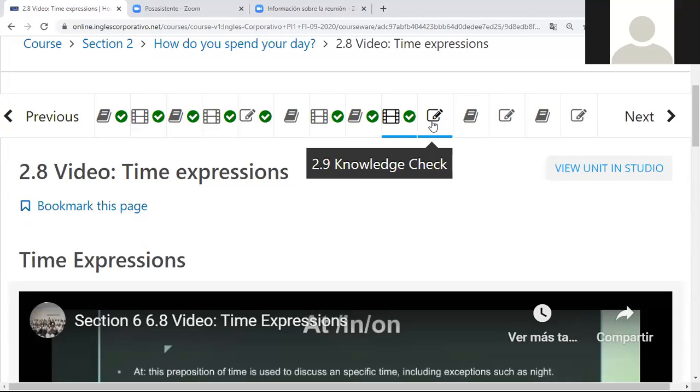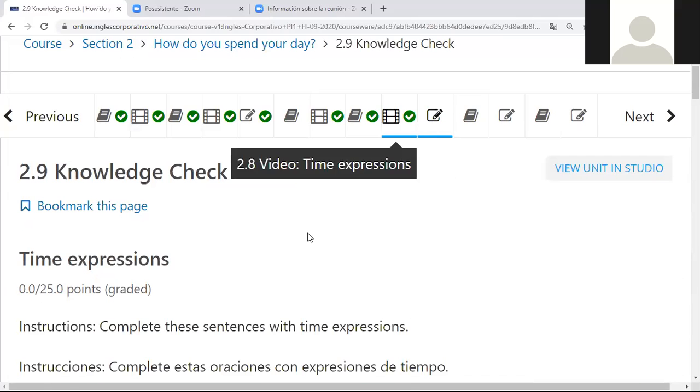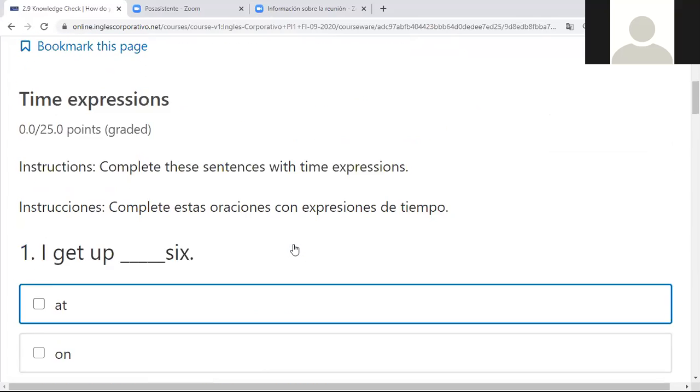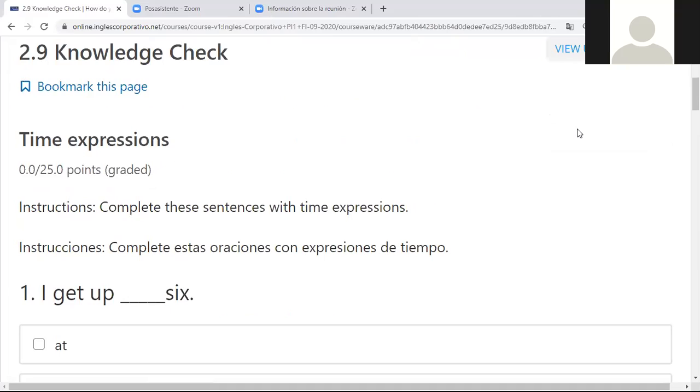Knowledge check. Good. At, on, or in? Now please, I want your honesty. Vamos a apelar a la honestidad del grupo. ¿Ya lo hicieron todos? ¿El 2.9? Sí, teacher. Okay, ¿lo podemos hacer entonces juntos? Yes. Okie dokie.